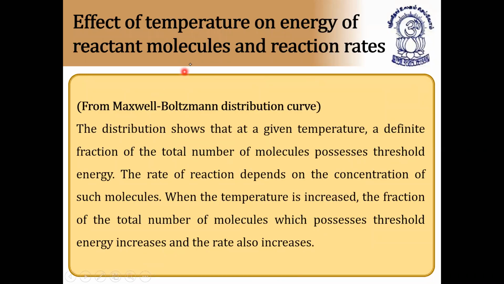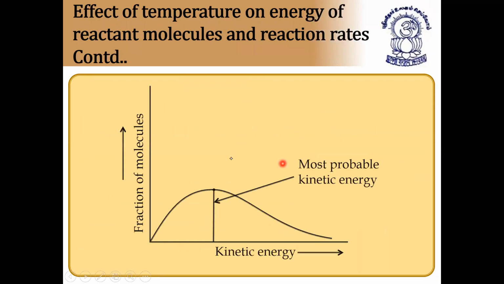So, effect of temperature on the energy of reactants: the Maxwell-Boltzmann distribution curve. The distribution curve shows that at a given temperature, a definite fraction of the total number of molecules possess threshold energy. The rate of reaction depends on the concentration of such molecules. When the temperature is increased, the fraction of the total number of molecules which possess threshold energy also increases, and the rate also increases.